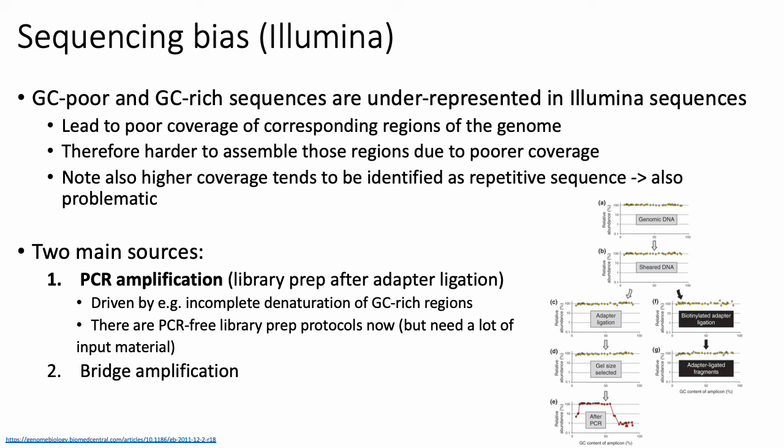And the other source of bias comes from bridge amplification, namely that in bridge amplification, you also have a denaturation step. And so depending on the GC content of your strands, that can also introduce bias.